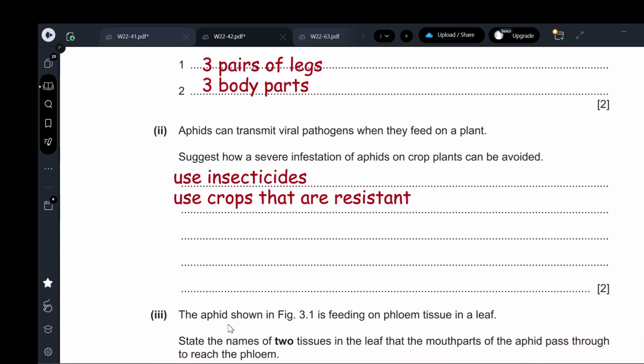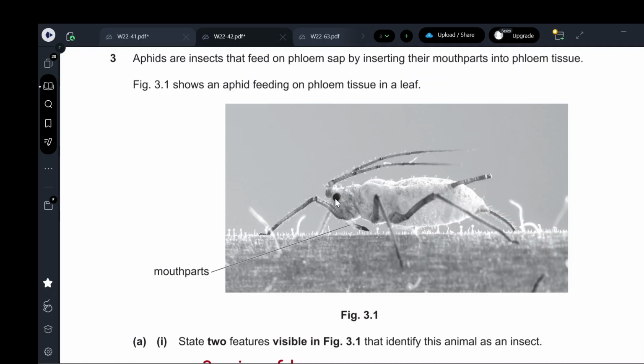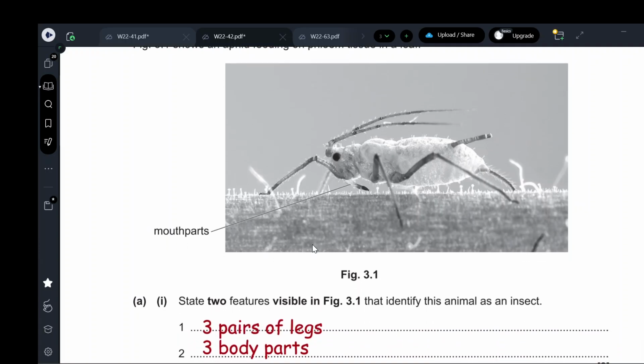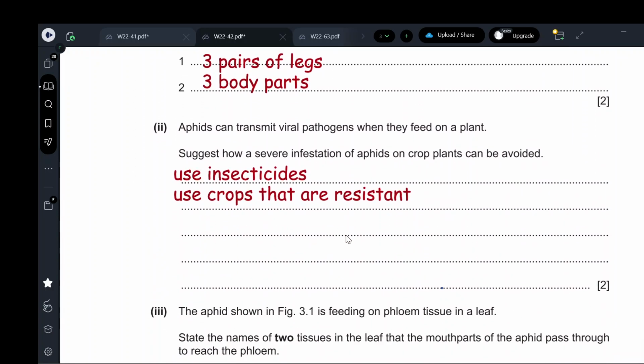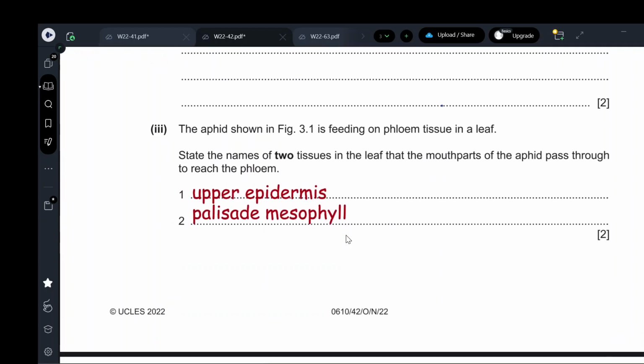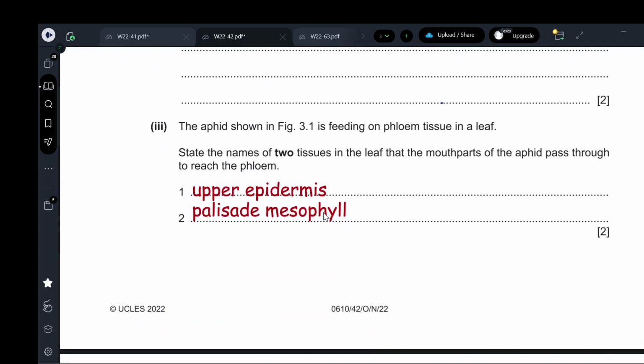Okay. The aphid shown is feeding on the phloem. State the names of two tissues in the leaf that the mouth part passes through to reach the phloem. It enters from the top surface of the leaf and goes inside until it reaches the phloem. So what is it going to pass through? I can say it will pass through the upper epidermis, which is the first layer in the leaf, or the palisade mesophyll, the spongy mesophyll, or the xylem, because the xylem is on top of the phloem. Okay? The upper epidermis, palisade, spongy, xylem, anything is correct.